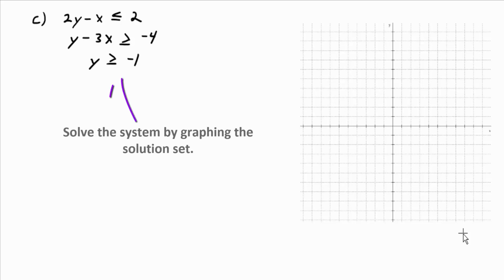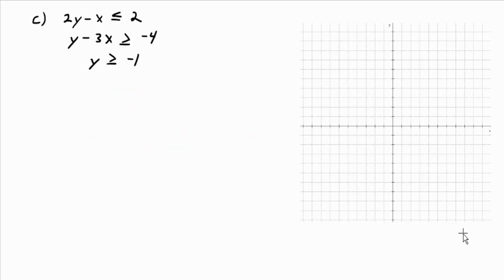In part C, we extend the method to 3 inequalities, still 2 unknowns, but 3 inequalities, and it really is the same thing. We graph all 3 inequalities, including the shaded regions, and the overlapping shaded region of all 3 inequalities represents the solution set. So let's start by graphing the related equation to this first inequality, 2y minus x is less than or equal to 2.